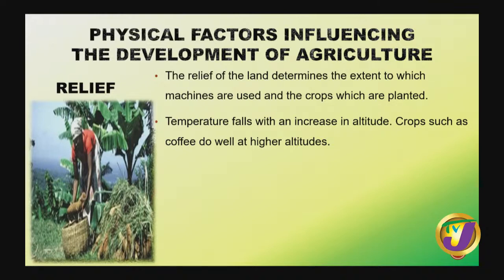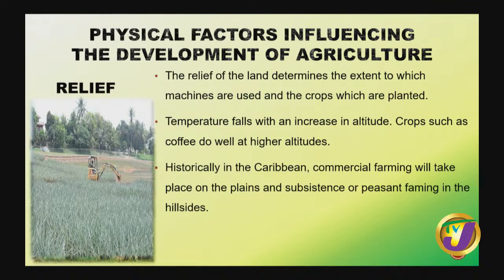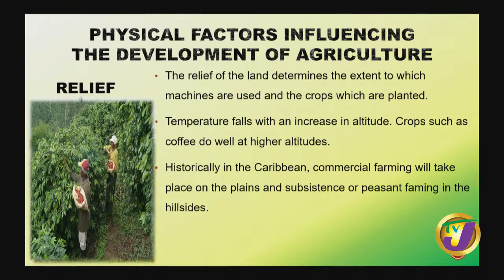And some crops prefer cooler temperatures as opposed to warmer temperatures on the flat land. In Jamaica, for example, based on our history, we'll find that commercial farming is predominantly done on plains or flat lands. Subsistence farming or peasant farming is done on hillsides. Examples of crops grown on plains would include sugarcane, and on hilly terrains we will have our yams and other ground provisions, especially those in country areas.